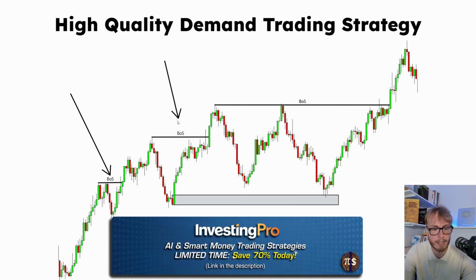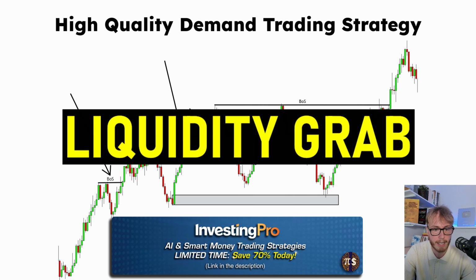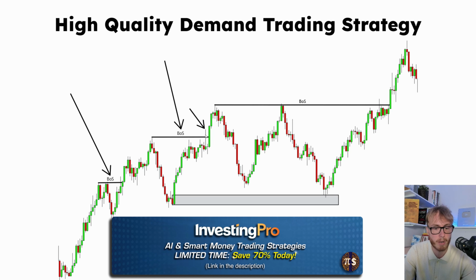You can see that we had another break of structure right here. Beautiful break. We had a strong breakout candle above the break of structure, which is a good sign. We also had a sort of tiny liquidity grab here before the breakout appeared. But what I want to focus on is this area right here.